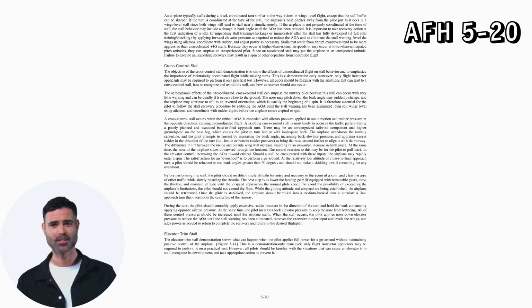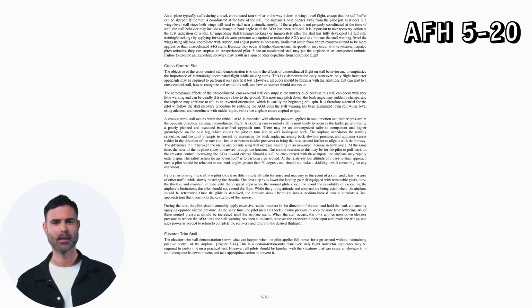The aerodynamic effects of the uncoordinated cross-control stall can surprise the unwary pilot because this stall can occur with very little warning and can be deadly if it occurs close to the ground. The nose may pitch down, the bank angle may suddenly change, and the airplane may continue to roll to an inverted orientation, which is usually the beginning of a spin. It is therefore essential for the pilot to follow the stall recovery procedure by reducing the AOA until the stall warning has been eliminated, then roll wings level using ailerons and coordinate with rudder inputs before the airplane enters a spiral or spin.